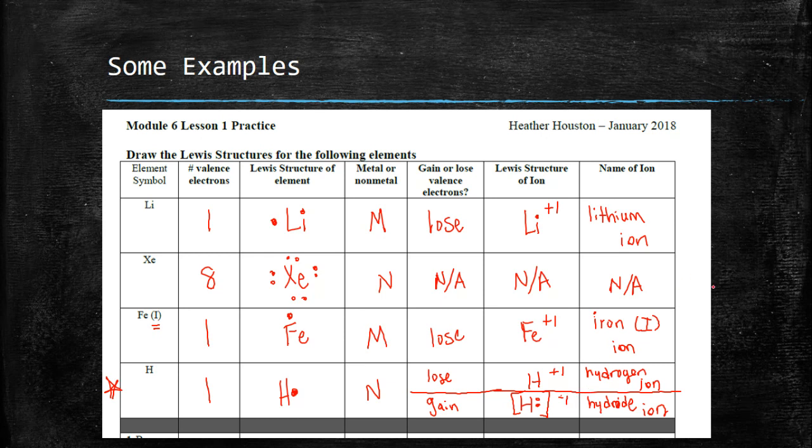Now, when we get to compounds, how do we know which one it's acting like? Well, if you see it first, like here's these two. See on this one, hydrogen comes first, then it's acting as a metal. And if it comes second, then it's acting as a non-metal. So you can tell by the placement of where it's at, okay? We'll do more of that later.